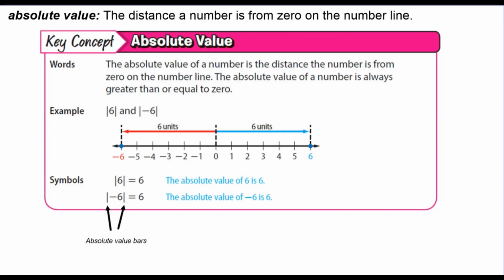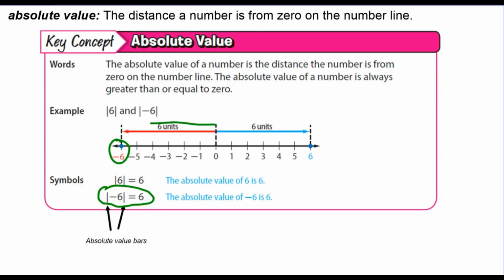So the absolute value of a number is the distance the number is from 0 on the number line. And the absolute value of a number is always greater than or equal to 0. In other words, it's always positive. And then how do we write that in math? The notation. You'll see these little bars around the number, and those are called the absolute value bars, and you would read that the absolute value of -6 is 6, because -6 is 6 units from 0.